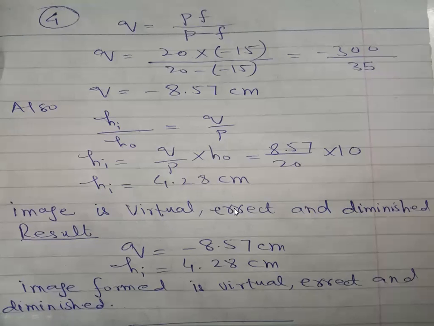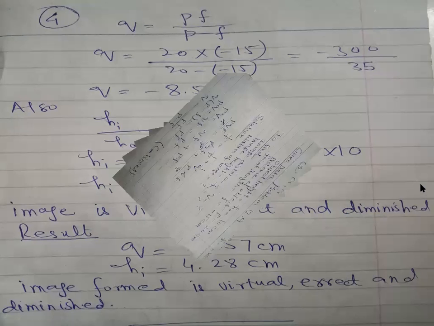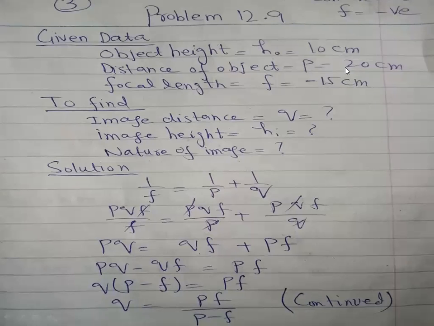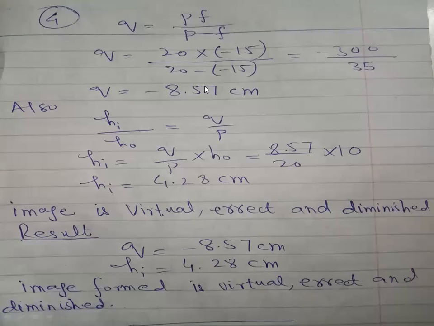So the image will be virtual, erect, and diminished. Why is it called a diminished image? I will explain. P value is 20, and Q is now minus 8.57. The negative sign shows that the image is virtual and erect, and diminished means it is smaller than the object. That's why a diminished image will be formed.